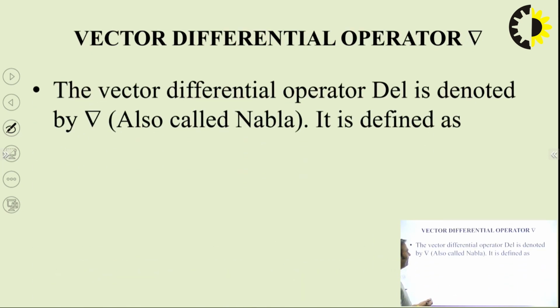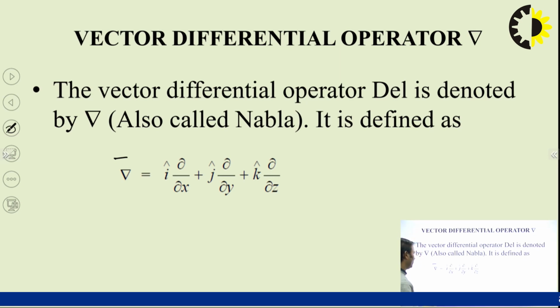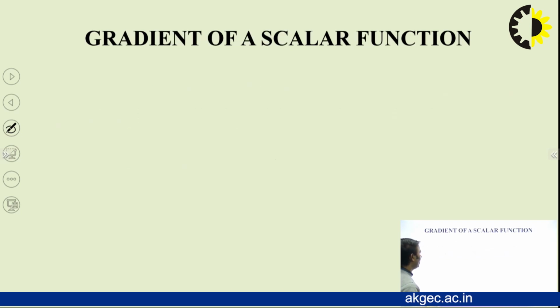Now the vector differential operator. There is one operator, del. We have to use this operator most of the time during the calculation of vector integrals, so we must understand what the vector differential operator is. It is read as del, and is also called nabla. It is defined as del equals del by del x i plus del by del y j, where del by del y is the partial differentiation with respect to y, plus the k component of del by del z. This is the meaning of the del operator.